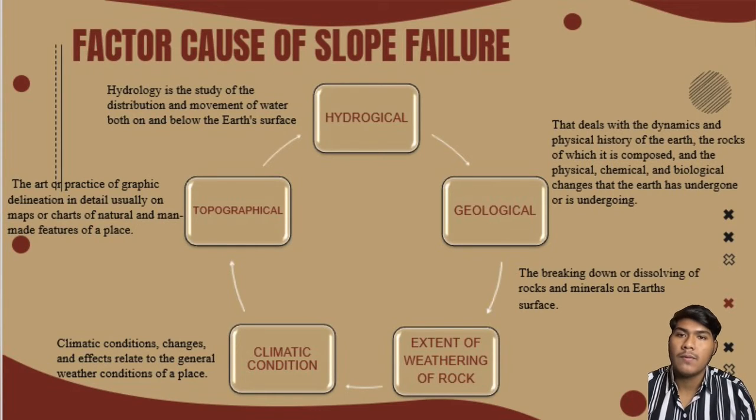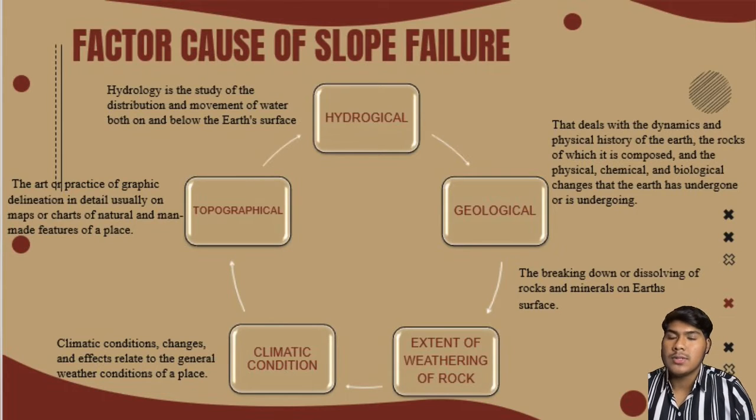Okay, now we go through the factor cause of slope failure. Okay, first of all, the first factor is hydrology. Hydrology is the study of the distribution and movement of water both on and below the earth surface.